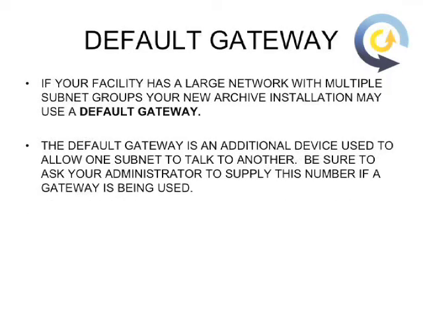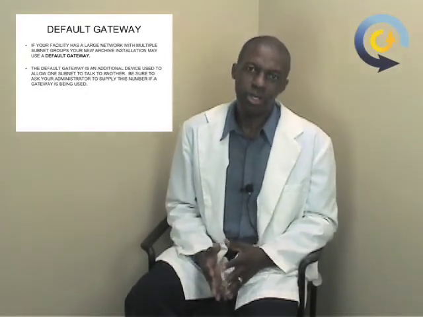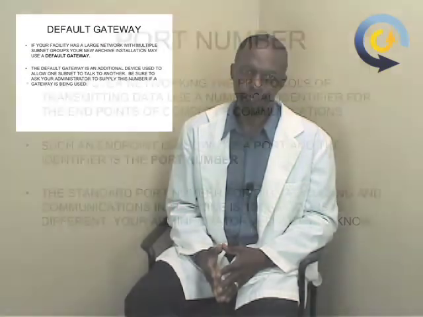Default gateway. If your facility has a large network with multiple subnet groups, your new archive installation may use a default gateway. The default gateway is an additional device used to allow one subnet to talk to another. Have your administrator supply you with this number if a default gateway is being used.